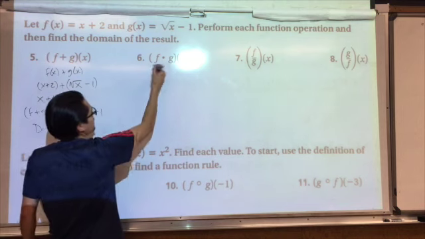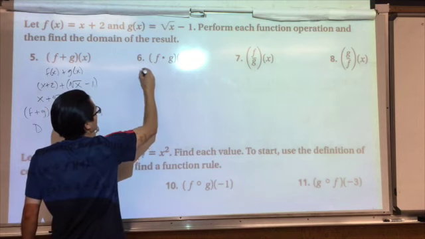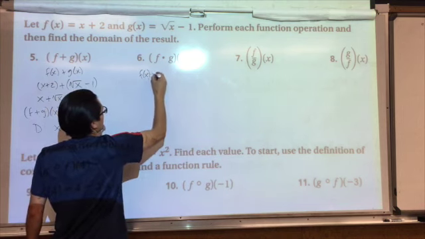Alright, number 6. F times g of x. So that means f of x times g of x. F of x is x plus 2. G of x is radical x minus 1. We're going to have to FOIL here. X times radical x is x radical x. Don't combine them. You cannot put them together. Okay? X times negative 1 is negative x. 2 times radical x is 2 radical x. And 2 times negative 1 is negative 2.